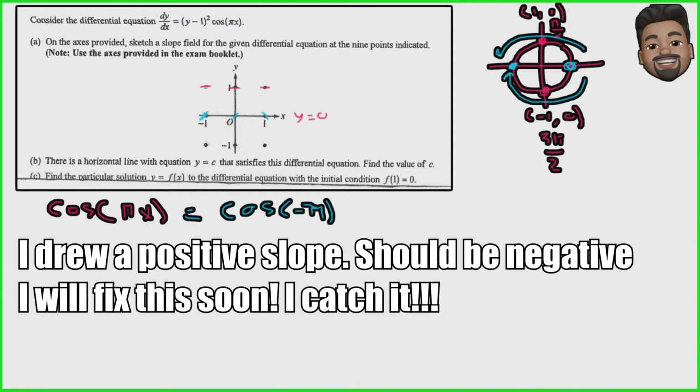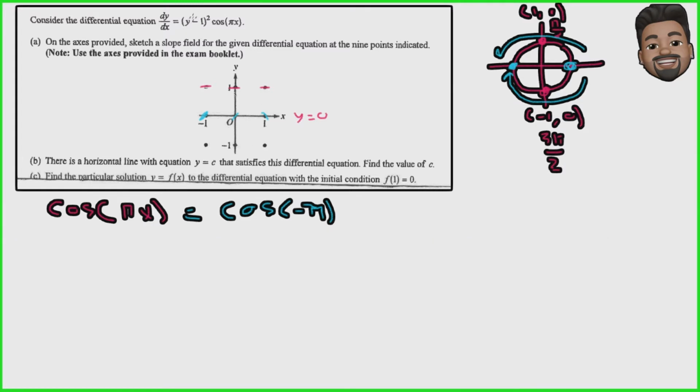Let's move on to these points down here. I'm going to plug negative 1 into my function. Negative 1 minus 1 is negative 2, and negative 2 squared is 4. So now I get 4 cosine of pi x, and now I'm going to plug in my x values. I already know what my x values are, so it's just a matter of plugging these in. If we put the 1 in, we get cosine of 0. Let's start with 0. Cosine of 0 is 1. 4 times 1 is 4.